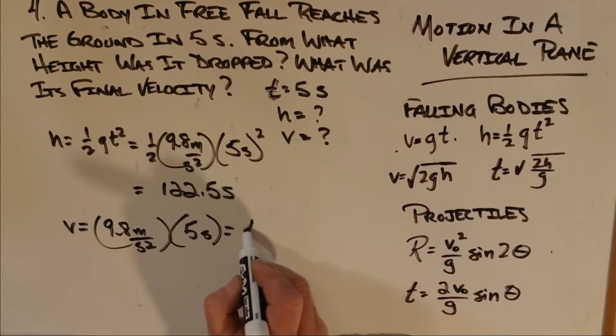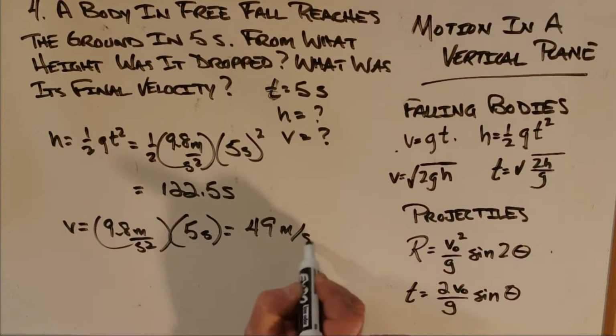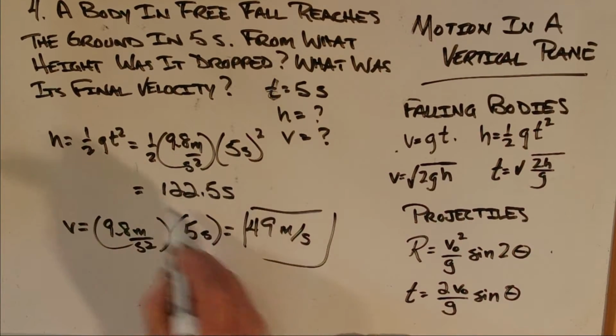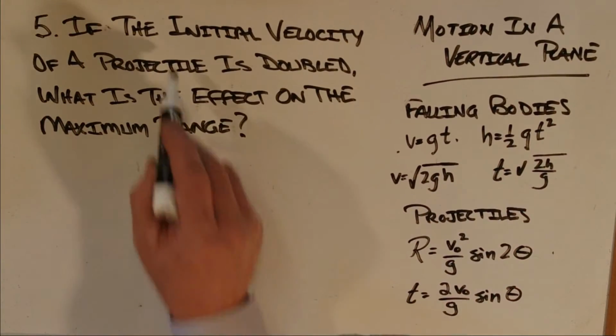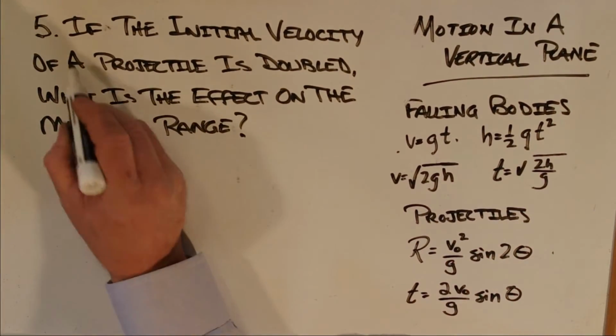And then a value for the velocity, 9.8 meters per second squared times 5 seconds. Final velocity is 49 meters per second.